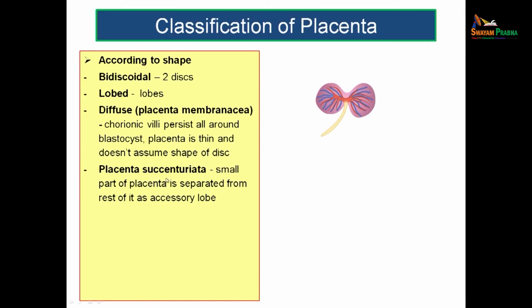Another term according to the shape is placenta succenturiata. What do you mean by placenta succenturiata? A small part of the placenta gets separated from the main part, and it is seen as an accessory lobe. That is what is meant by placenta succenturiata.